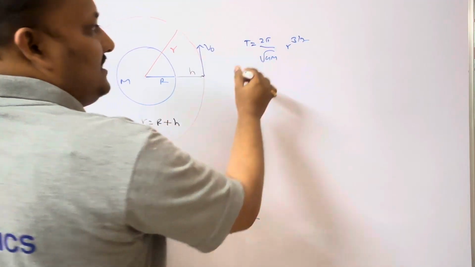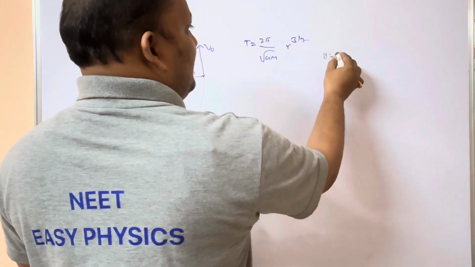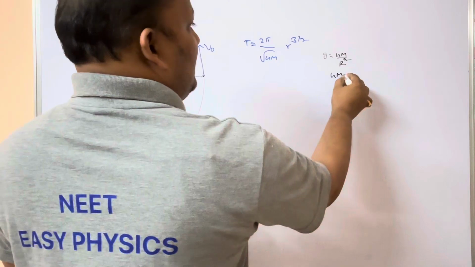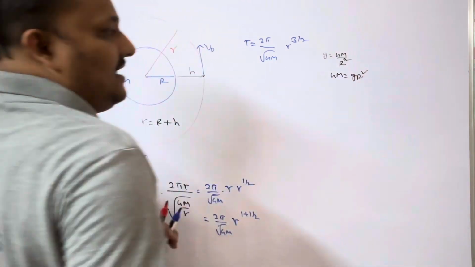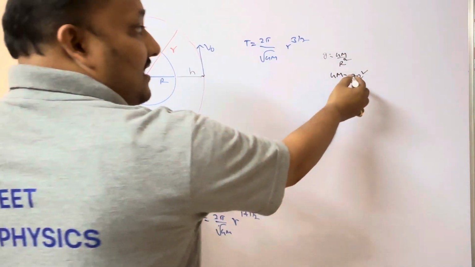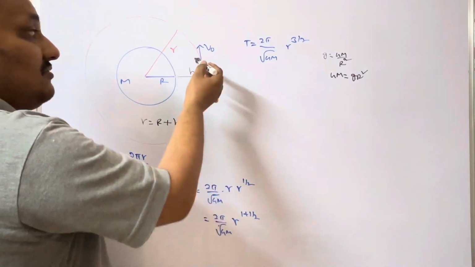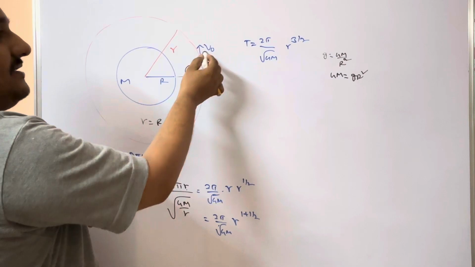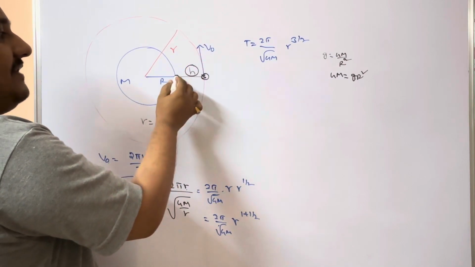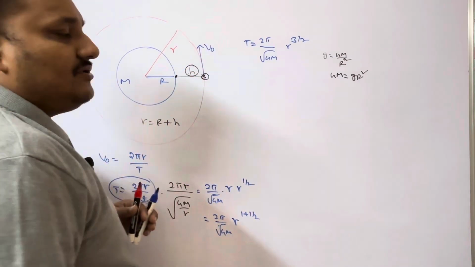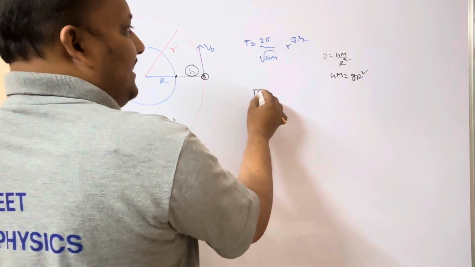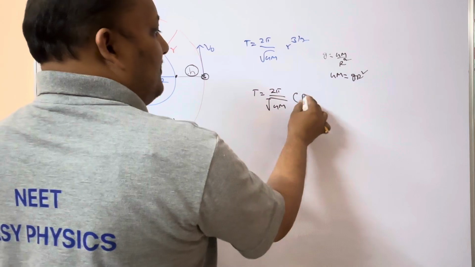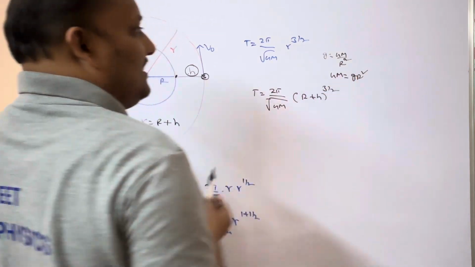So this root GM, what can we write? g is equal to GM by R square, so GM is equal to g R square. Whenever we write this g R square, let us assume the simple case that the satellite is revolving very near to the surface. At that time h is going to be 0, and r can be written as R. So 2 pi by root GM, R plus h whole power 3 by 2.